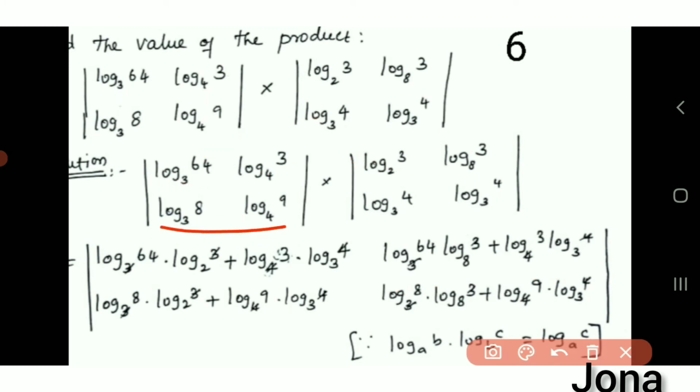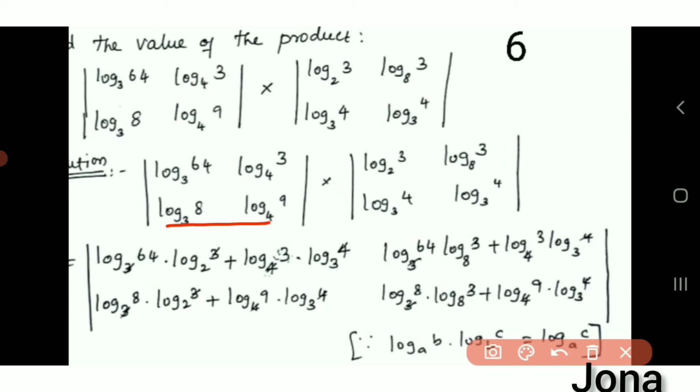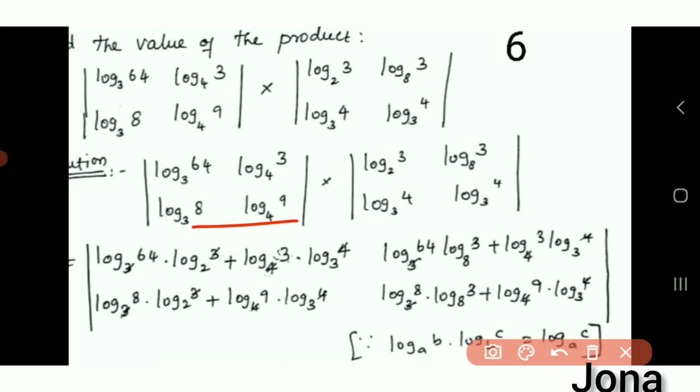And then in the second row, first column we have to multiply: log 8 base 3 into log 3 base 2, plus log 9 base 4 into log 4 base 3. Then second row, second column: log 8 base 3 into log 3 base 8, plus log 9 base 4 into log 4 base 3.